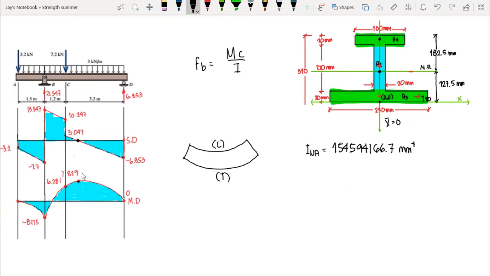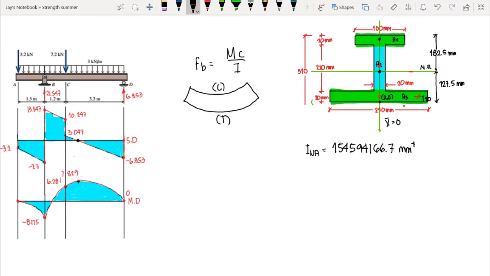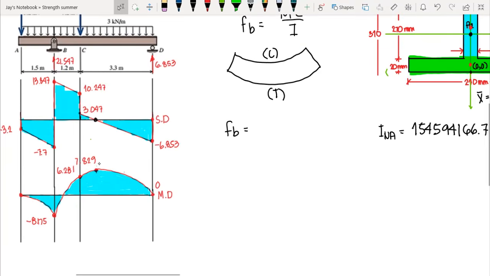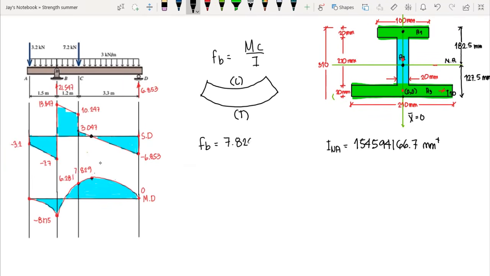Okay, so we can use this 7.829 as our moment, and our tension here is at the bottom. So therefore, in that case, our tension occurs at the bottom surface of our cross-section. So we have bending stress equal to the moment, this is 7.829. Now take note that it's in kilonewton meters, so we multiply by 10 raised to the 6 so that we have Newton millimeter.